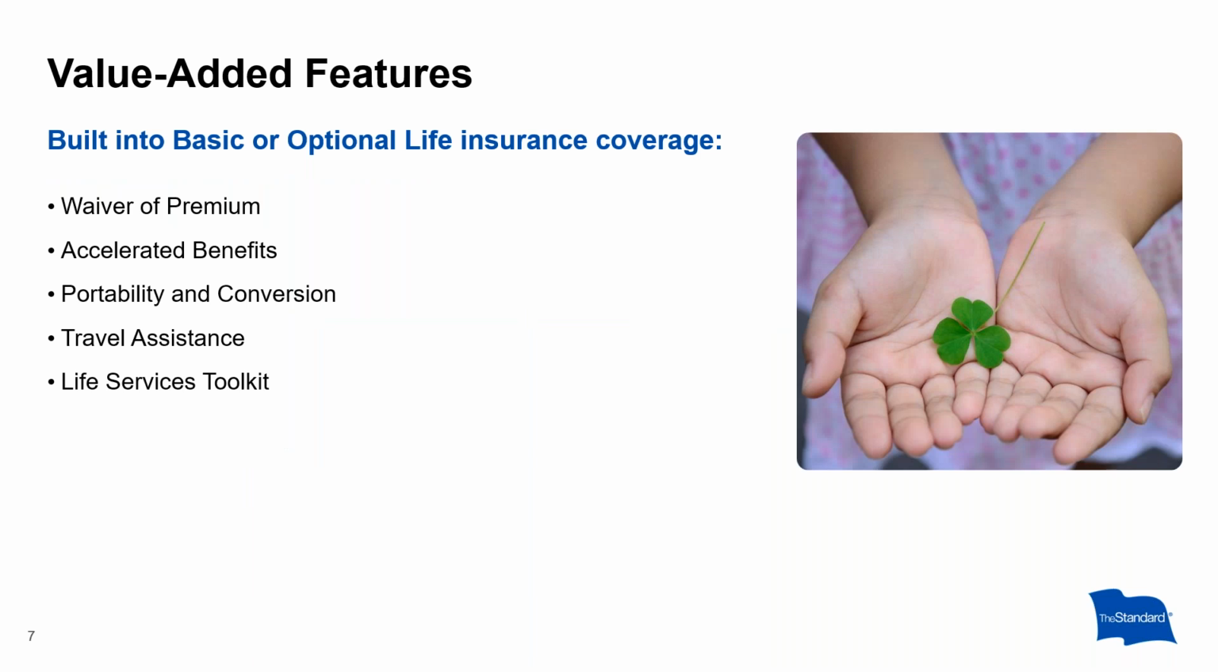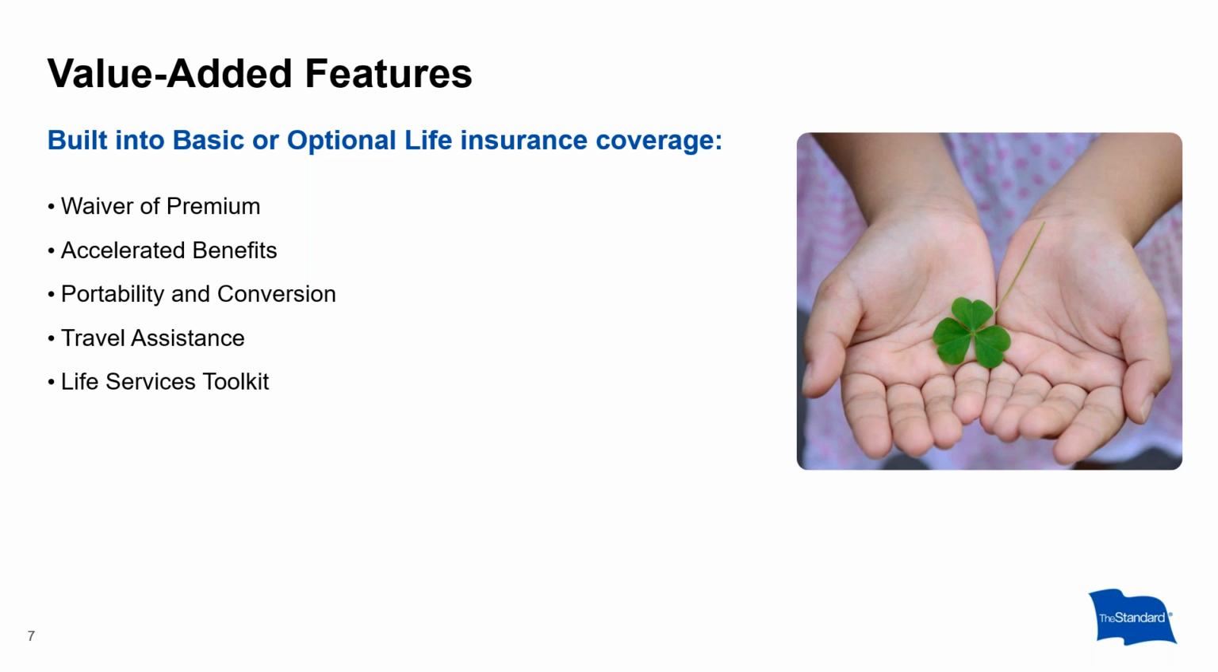Some added features here are that with the life insurance, we have waiver of premium, which means that should you become disabled and unable to work, your life insurance can continue without you having to pay premium for it. There's also an accelerated benefits provision that says if you have a terminal condition and you're expected to pass away within 12 months, you can access a portion of your life insurance benefit before you die, with the remainder of those benefits being paid out after death. Portability and conversion means that should you leave employment, you can take your coverage with you.